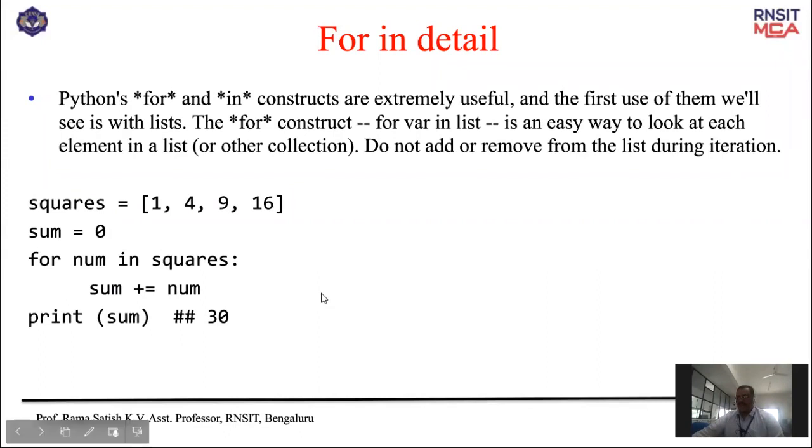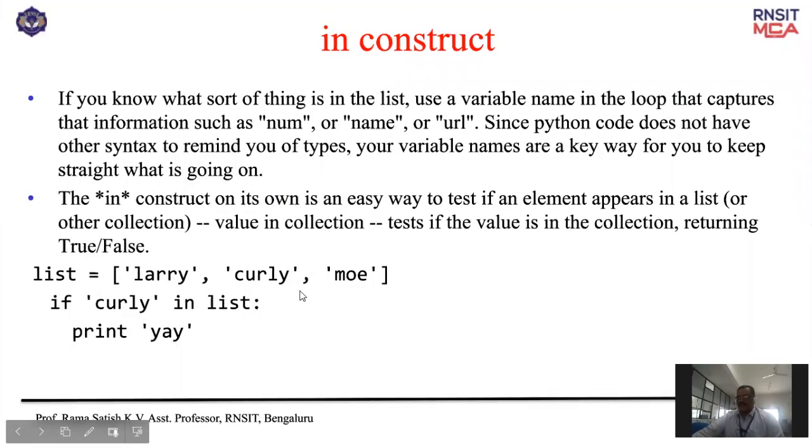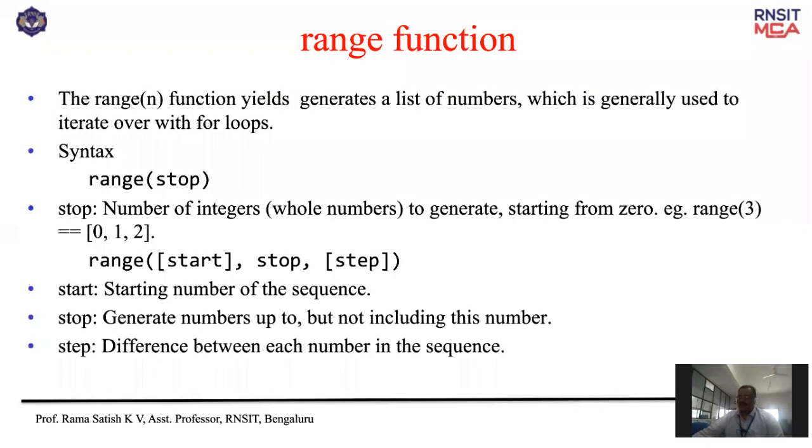This we have seen, and we have taken another example also, and it is not only applicable for normal numbers, but even for string list also. Okay, that is we are using in construct to do this looping.